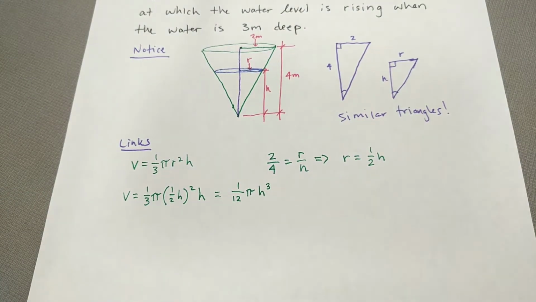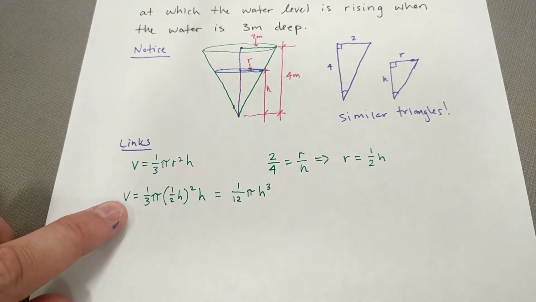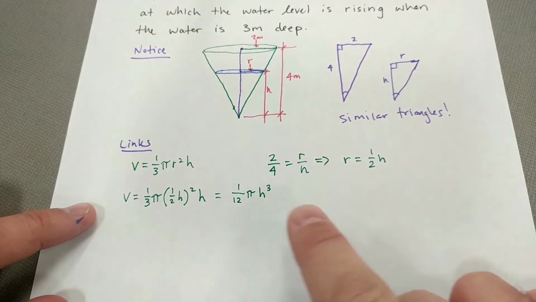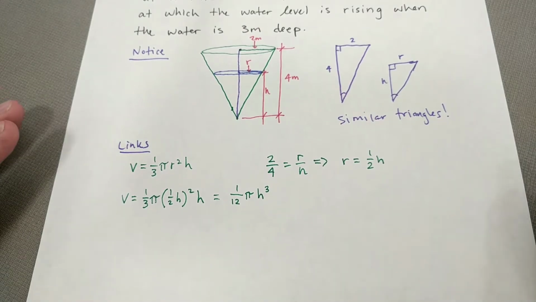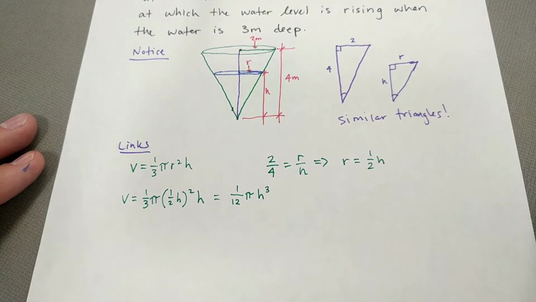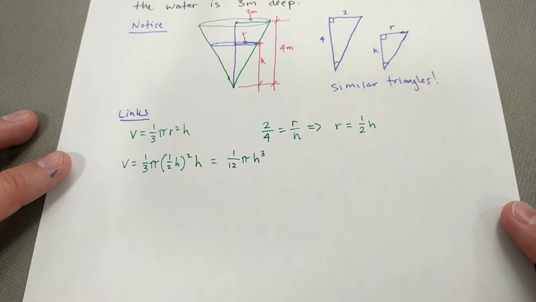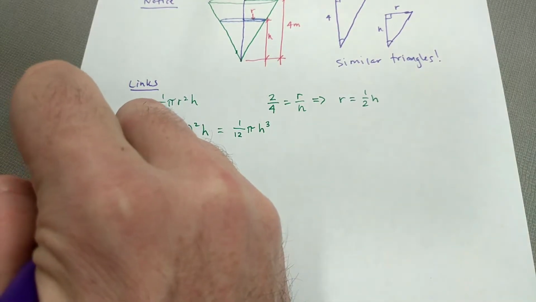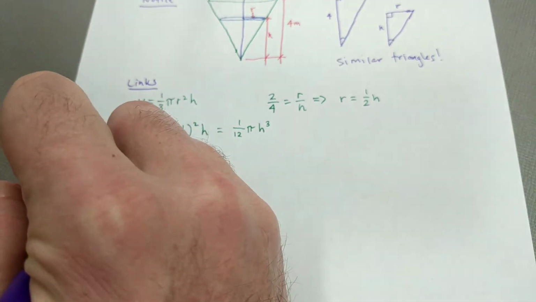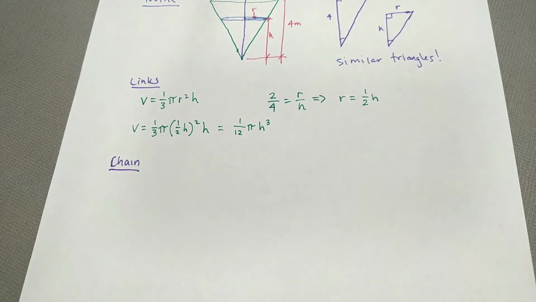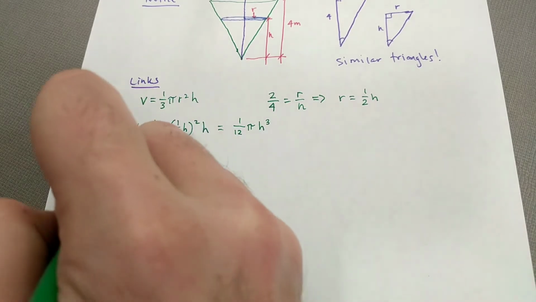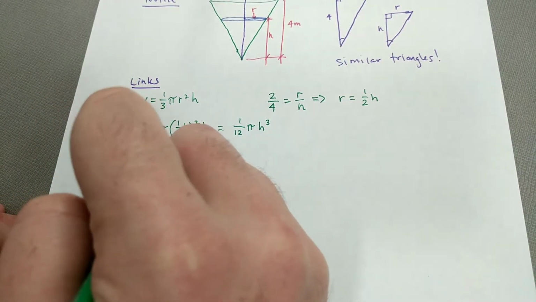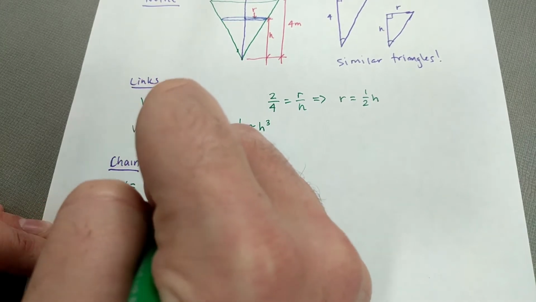Great. I like this a lot better. I only have V and I have H, two variables. That's nicer. If I can shrink down the number of variables, that's always going to be nice. So now let's continue onward. In this problem, everything is changing with respect to time. So I need to figure out how the quantities are changing as time goes on. So I'm going to write down my original relationship here: 1/12 pi H cubed.